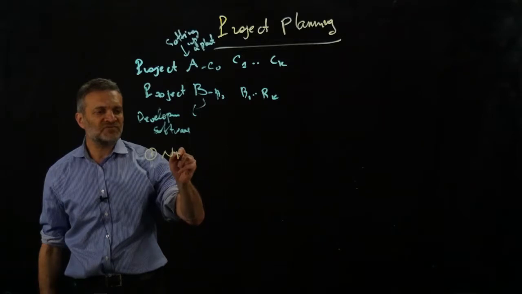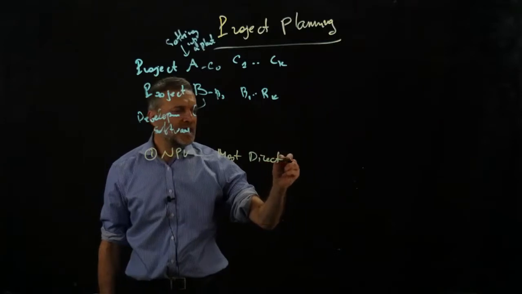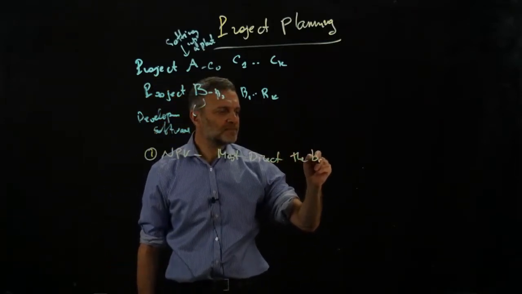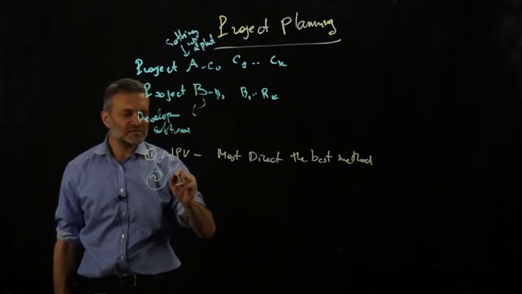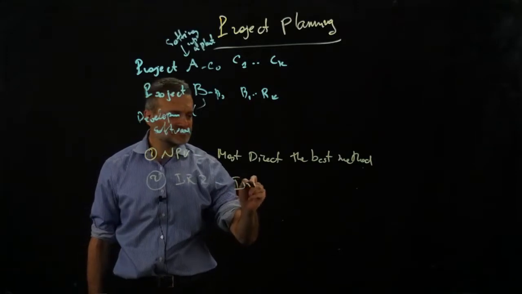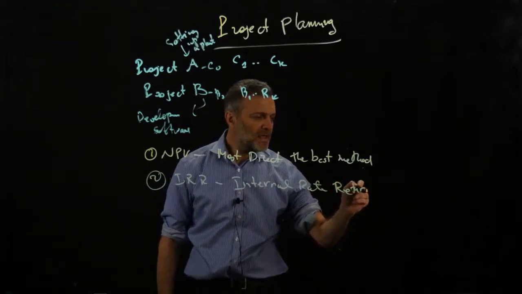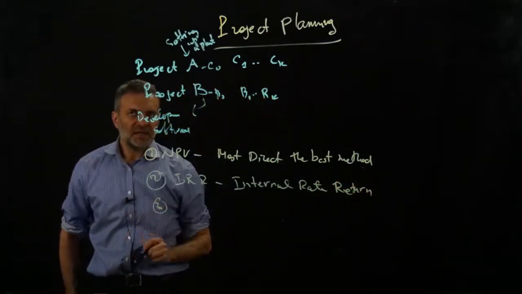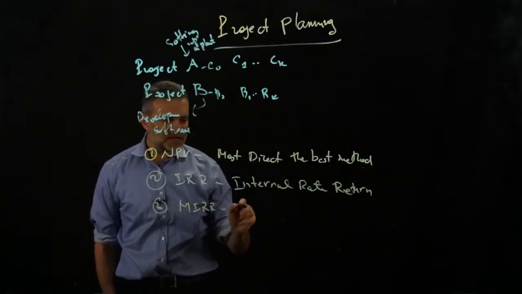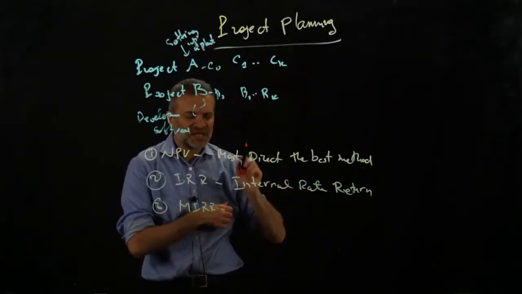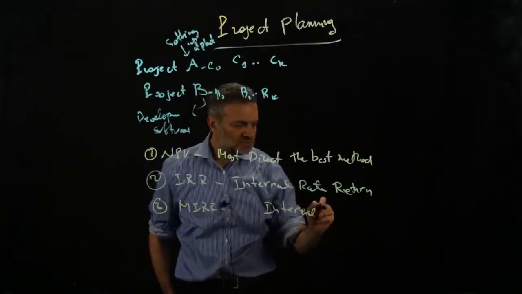The first method is the NPV, which is the most direct and by far the best method. The second method is the IRR, internal rate of return. And the third method is the MIRR, which is basically a modification of the IRR. I don't remember exactly, but I think it's modified internal rate of return.